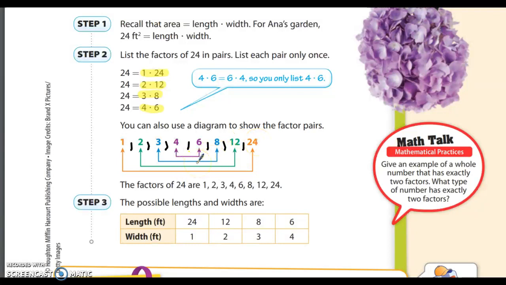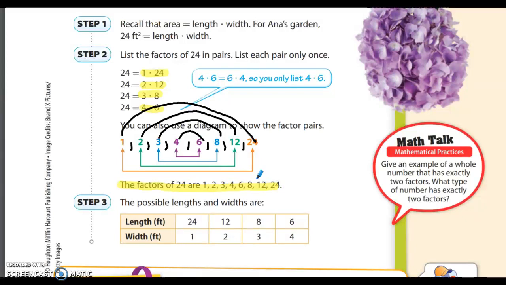I call it the rainbow method. If I was checking my answers to make sure I got them all, I would say 1 times 24 is 24, and 2 times 12 is 24, and 3 times 8 is 24, and 4 times 6 is 24. So the factors of 24, I'm on this line right here. The factors of 24 are 1, 2, 3, 4, 6, 8, 12, and 24.